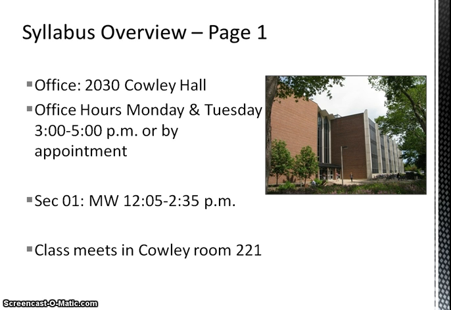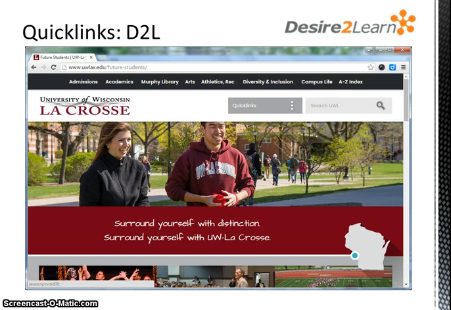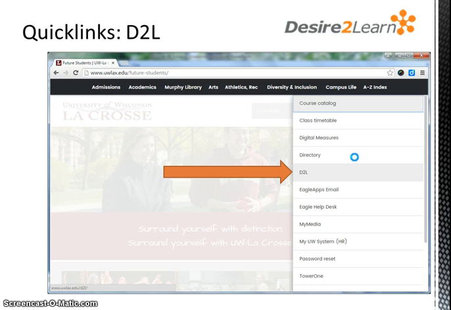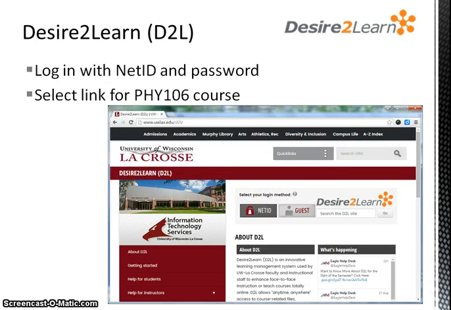If you are new to UWL, the university uses a course management system called Desire to Learn, or D2L, and all of our course materials, including PowerPoint slides and handouts, will be posted there in a section called Content. So you can access D2L from the main UWL website in the Quick Links menu shown here. If you click on this Quick Links, you'll see a drop-down menu, and then you can click on D2L. It'll prompt you to log in with your NetID and password, and then you'll just click on the link which says PHY106 Physical Science for Educators.